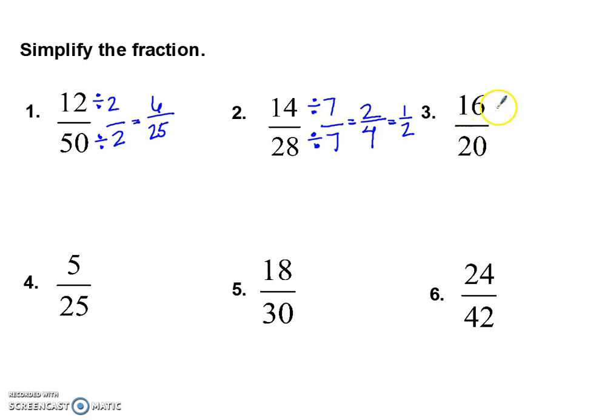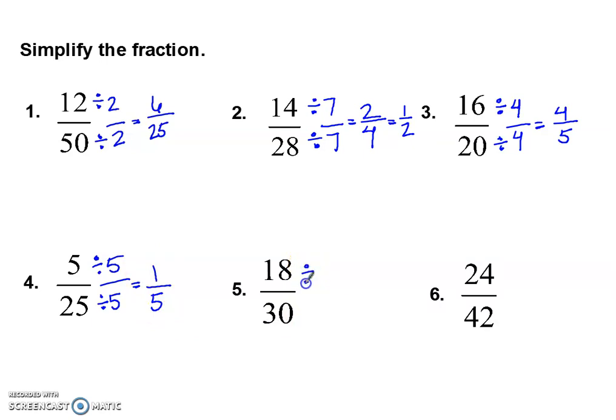Let's keep going. The first thing I see is that 4 goes into both of these. So I'm going to divide by 4 over 4. And I'll get 4 over 5. Anytime the numerator is 1 less than the denominator, you know that you're done. You can't reduce that anymore. Alright, I'm going to divide this one by 5 over 5. And I'll get 1 over 5. Anytime the numerator is 1, you know you're done.